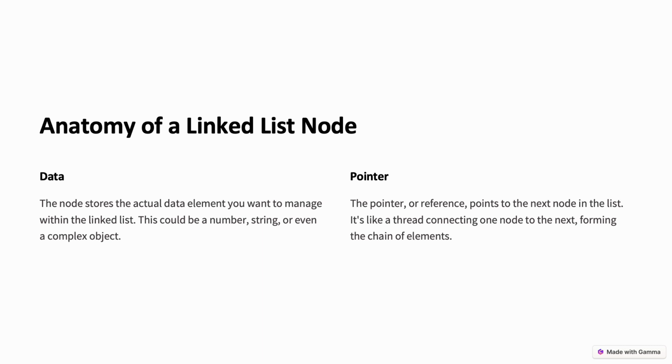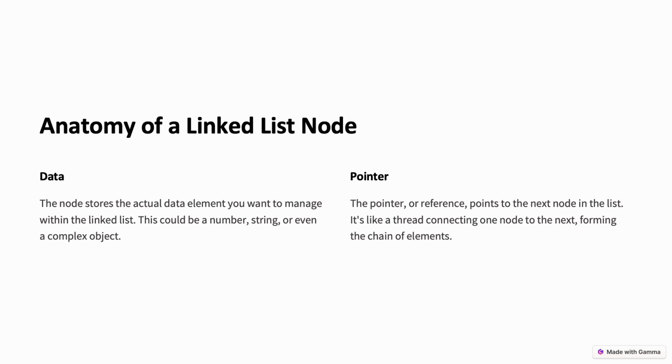Now let's discuss the anatomy of a linked list node. A node is the fundamental building block of a linked list. Each node holds data and a link to the other nodes, enabling the list to form a sequence. Data: this part stores the actual value or information. Example: an integer, string, or object that the node represents. Data can be of any type depending on what the list is meant to store. This could be a number, string, or even a complex object.